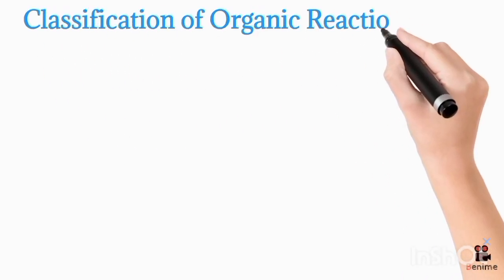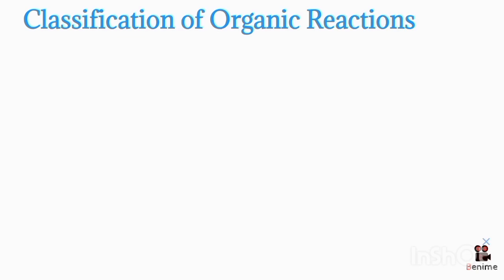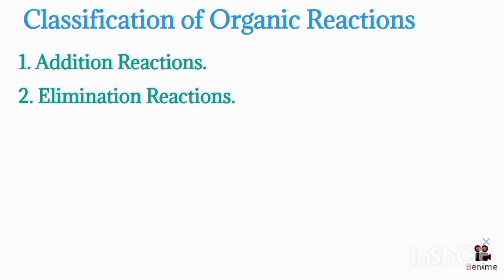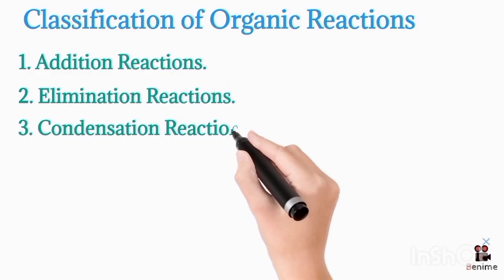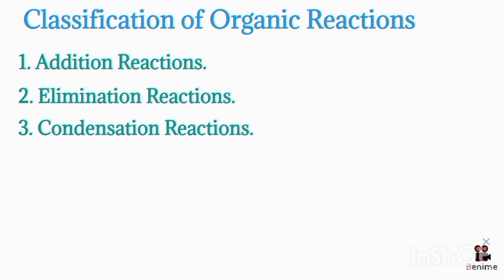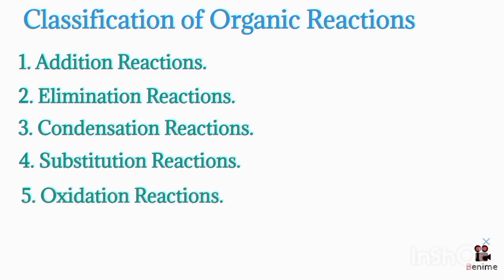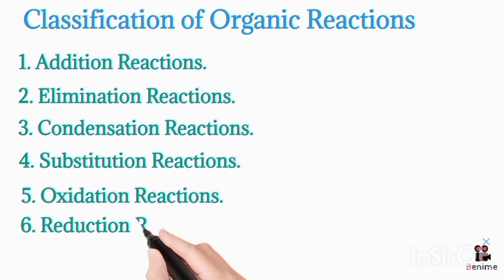Classification of organic reactions. Organic reactions are mainly classified into 6 important types. Number 1, addition reactions. Number 2, elimination reactions. Number 3, condensation reactions. Number 4, substitution reactions. Number 5, oxidation reactions. Number 6, reduction reactions. Now let us discuss these reactions one by one.